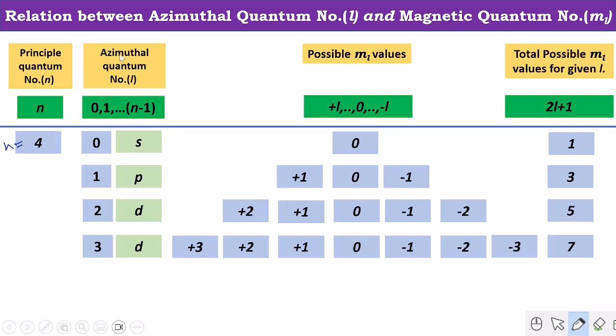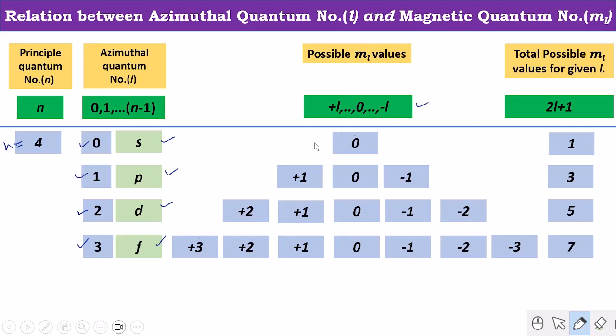So according to this formula, azimuthal quantum number ranges from 0 to n minus 1. So possible values are 0, 1, 2 and 3. We call azimuthal quantum number having value 0 as an S subshell, 1 as a P subshell, 2 as a D subshell and 3 as an F subshell. Then we can calculate the possible ML values according to the formula plus L to minus L including 0.